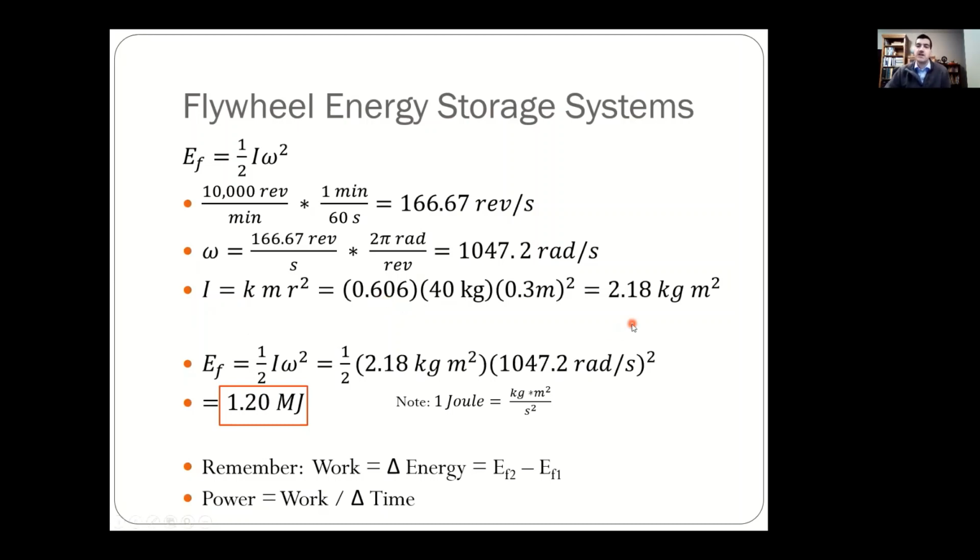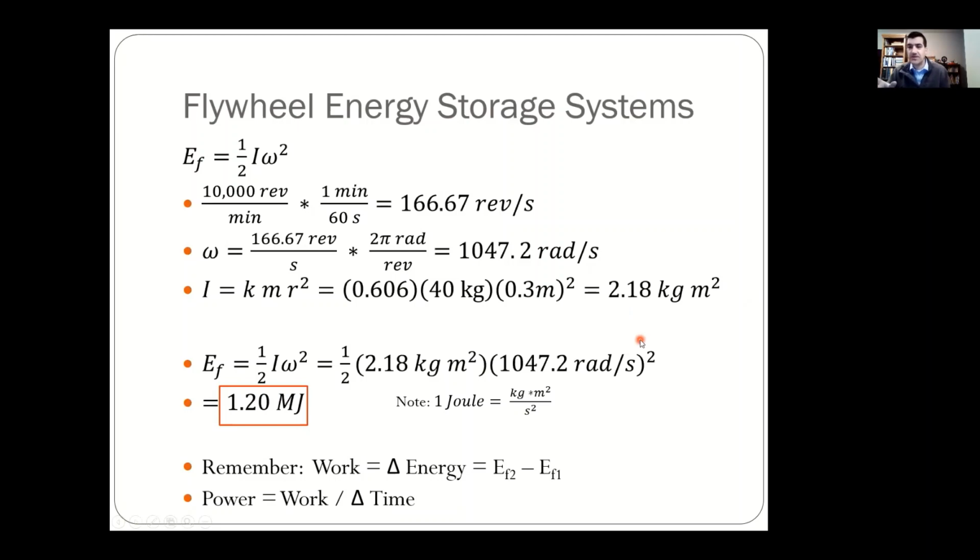When you do that, you get 2.18 kilograms times meters squared, which sounds like a weird unit, but that's correct. That's the correct unit for moment of inertia. You'll see how these work out in just a minute with the units. So there's our moment of inertia. There's our angular speed. And so we can plug those in: 1/2 times I times omega squared. And we're left with kilograms times meter squared per second squared.